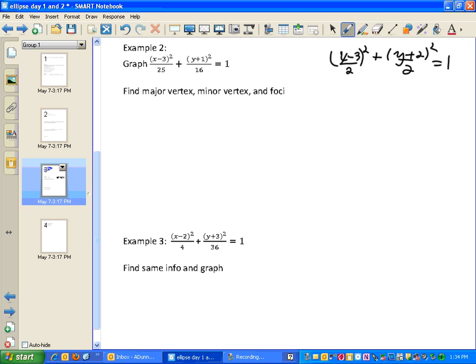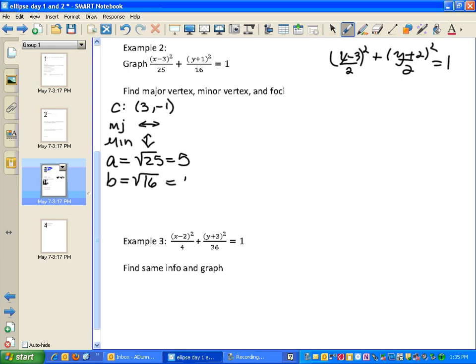All right. So, center. What's my center? 3, negative 1. Just like what we did with circles. It's the opposite signs. Okay. What is the major axis going to be? Going to go left to right. And the minor will go then up and down. What is my A? How many units left and right do I go? It's going to be the square root of 25, which is 5. And our B is going to be the square root of, which is 4.